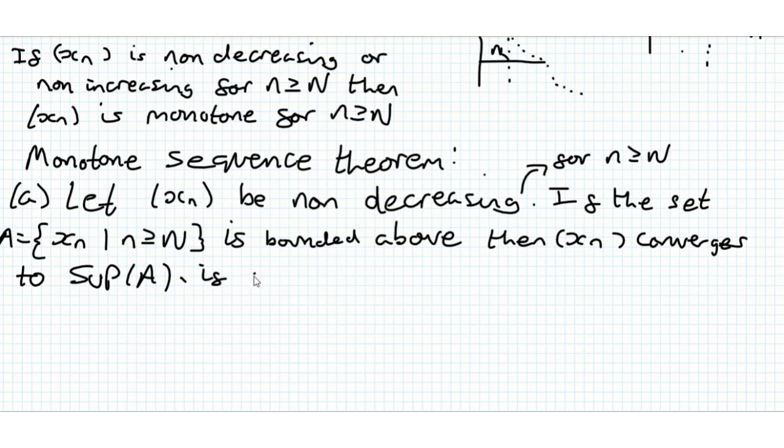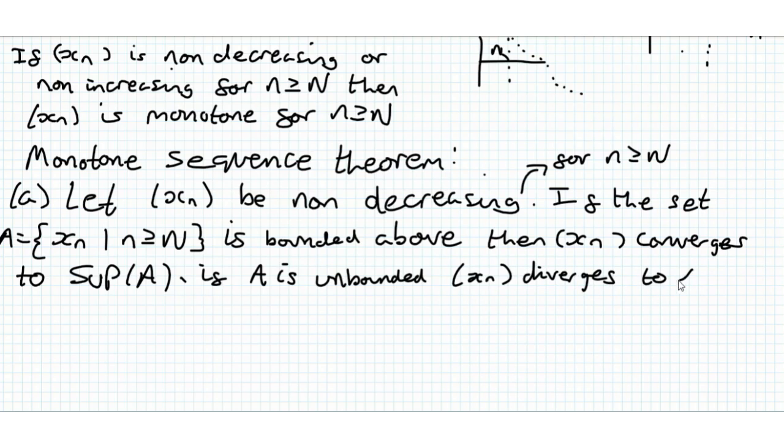And then also, if A is unbounded, xn diverges to positive infinity. Right, part B, see if you can figure out this part of the theorem. It's very similar, just for non-increasing sequences. So I encourage you to pause, maybe write this out formally in a similar form to here, and I'll go through it right now.